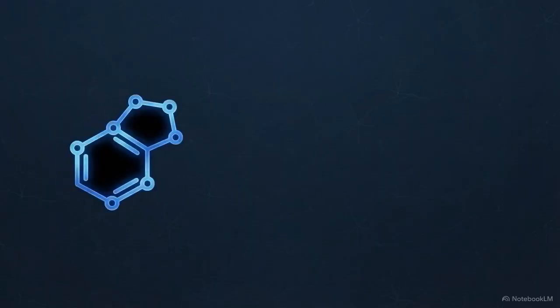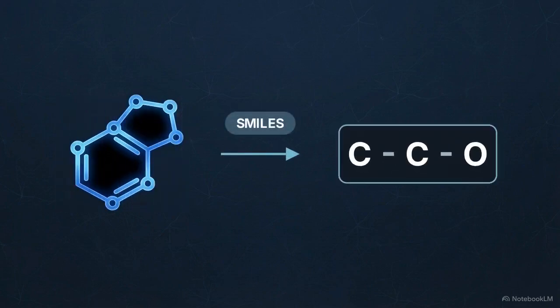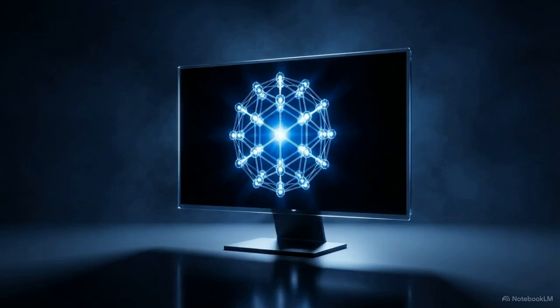This simplification is achieved through SMILES, a standardized format that translates the molecule's atoms and bonds into a compact string of text. Encoding a physical shape into a sequence of letters creates the essential bridge between chemical reality and the digital processing environment. Getting the molecule into the computer is only the first step.